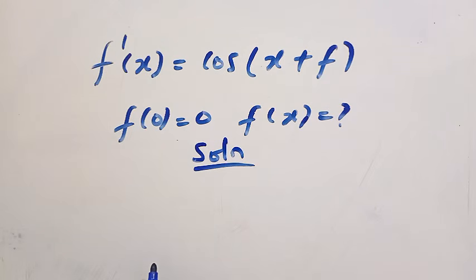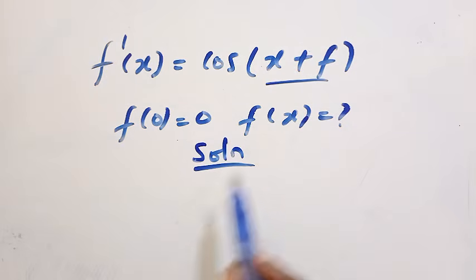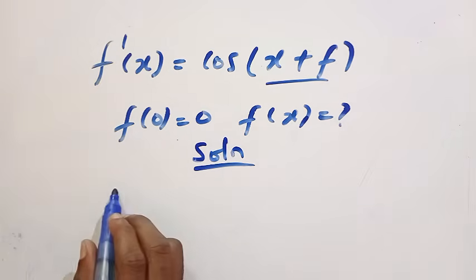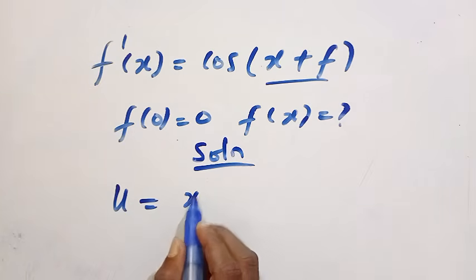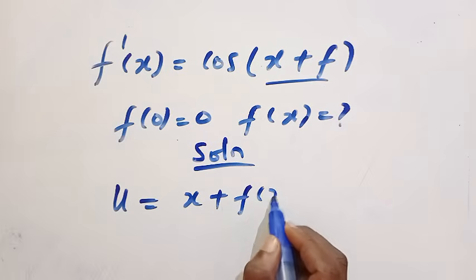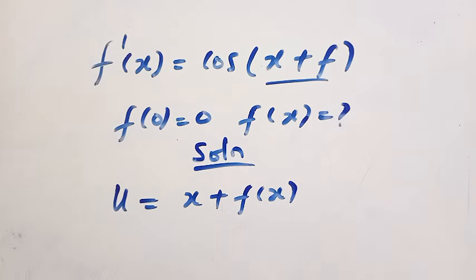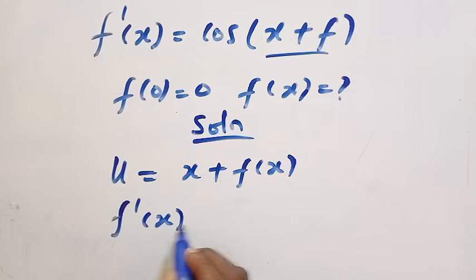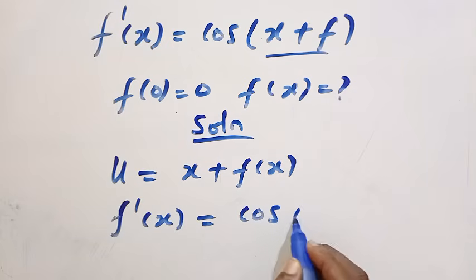So the first thing we are going to do is take the whole of this, which is x plus f of x, and replace it with another variable, let's say u equals x plus f of x. We need f of x. And the real question, which is f prime of x, becomes cos u.